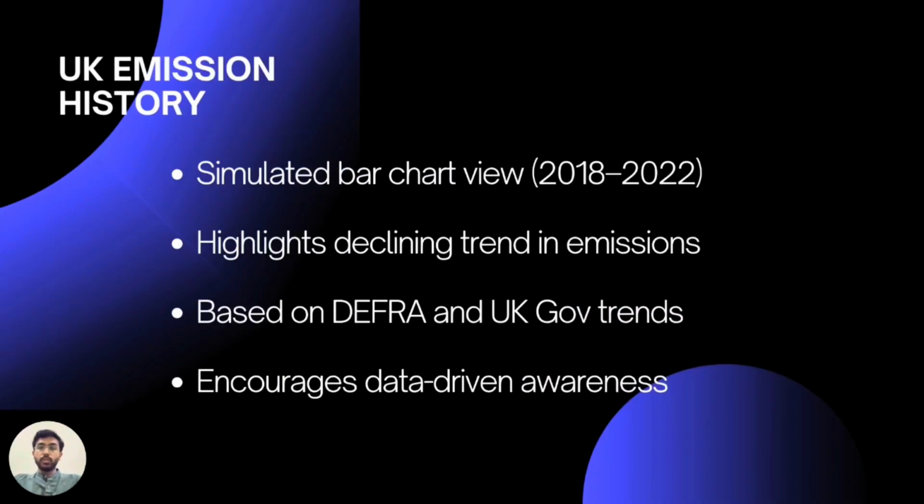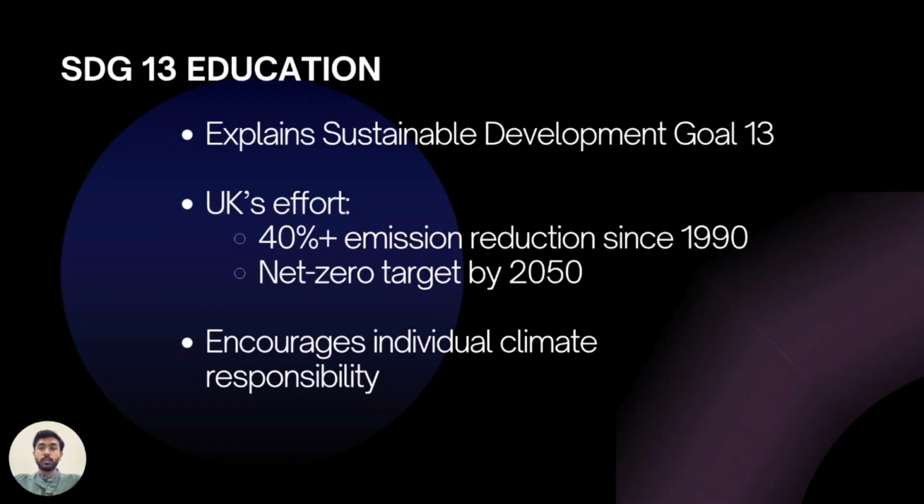In this section, users can view a console-based bar chart showing how the UK's emissions have changed from 2018 to 2022. The values are simulated from DEFRA trends, and the goal is to help users understand that change is happening and that everyone has a role in continuing the progress.